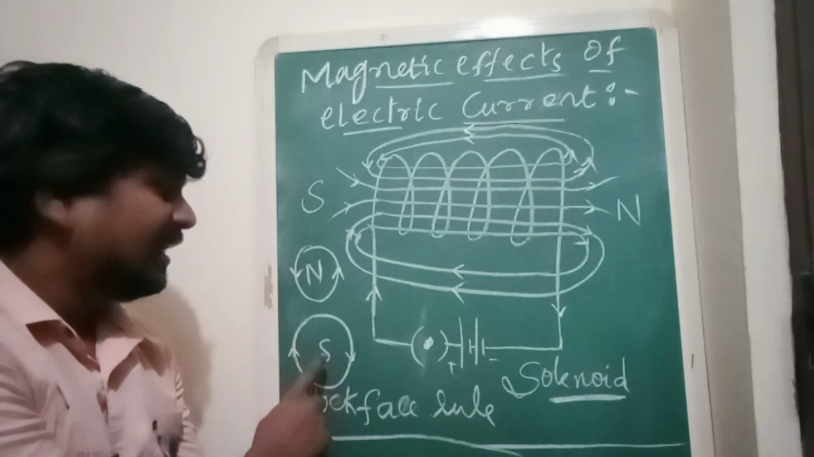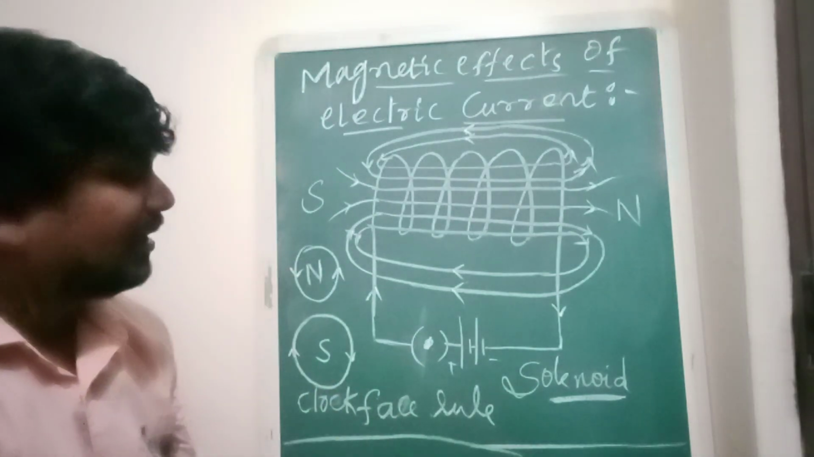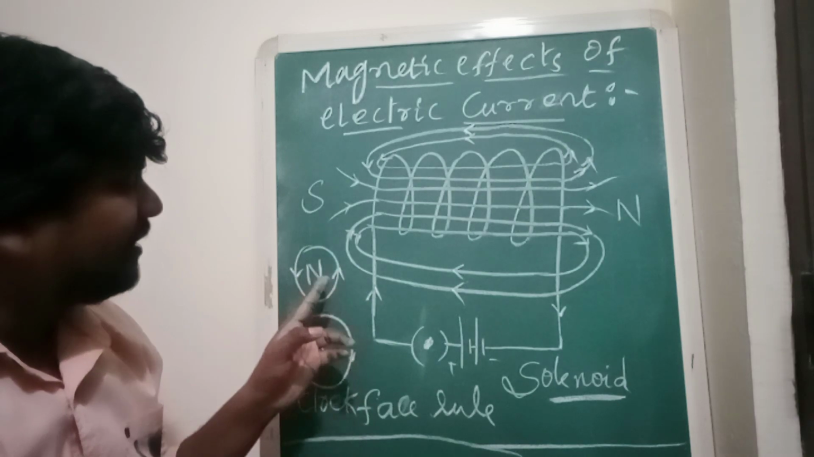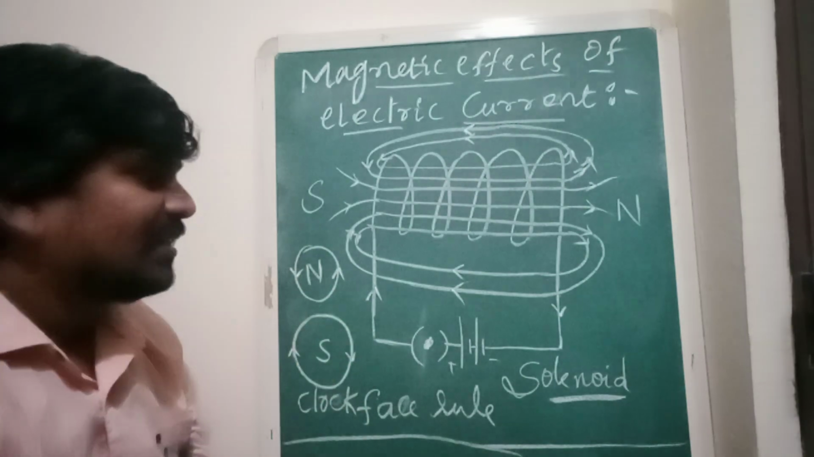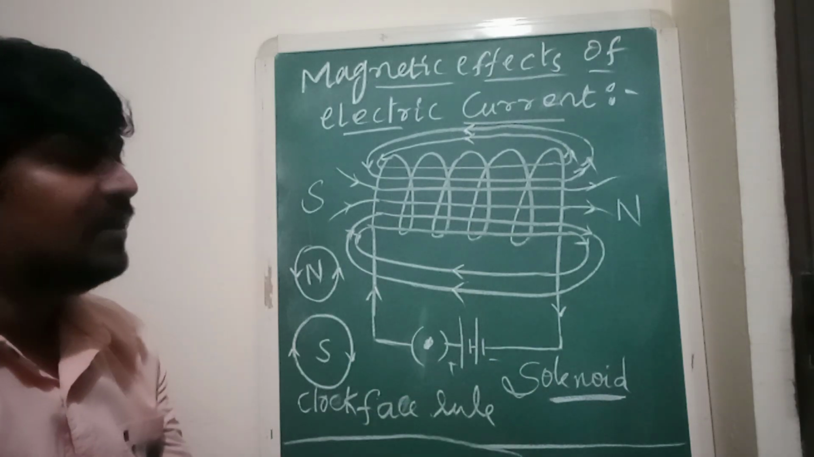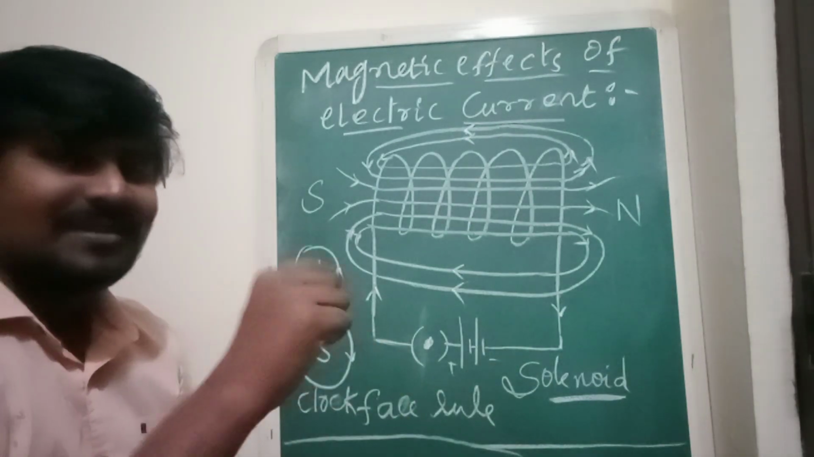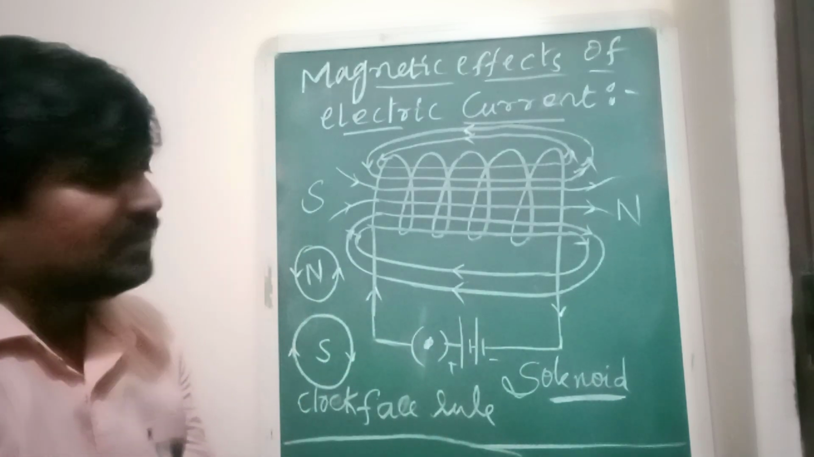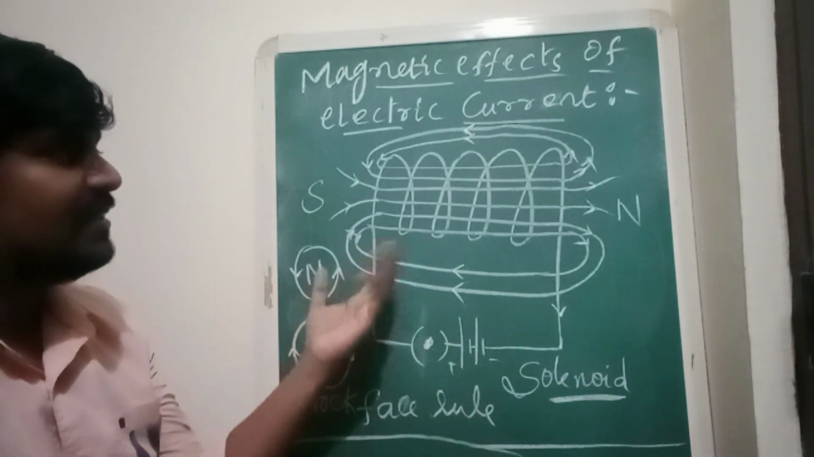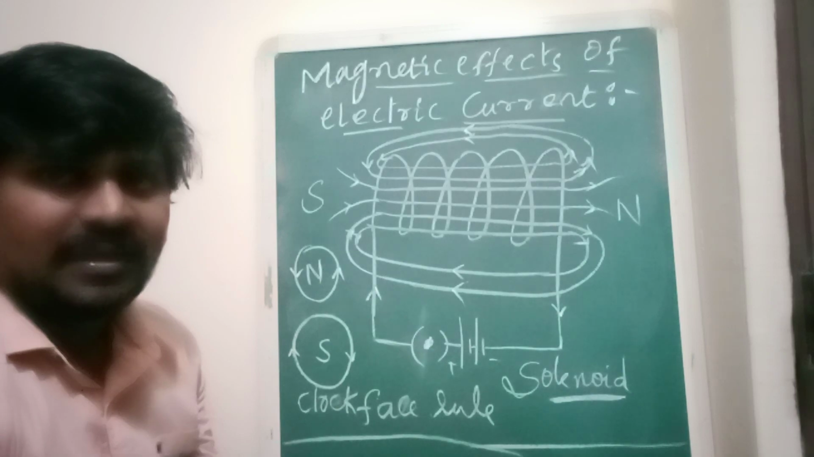Again, this topic is very important: if the current is passing in anti-clockwise direction, that is north pole. If the current is passing in clockwise direction, that is called south pole. A solenoid is nothing but a straight copper wire bent in the form of a cylindrical shape, connected to the battery. The current will pass and it acts as a magnet, that is, a temporary magnet.